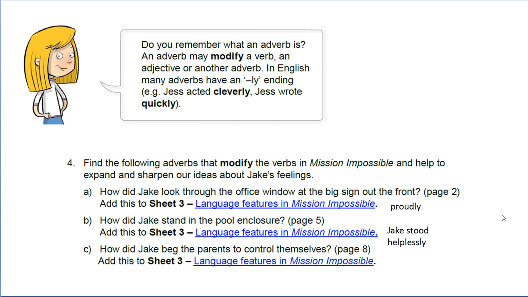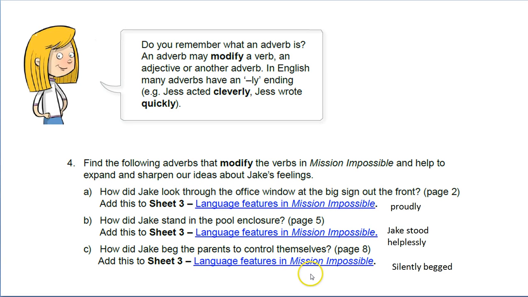How did Jake beg the parents to control themselves? Now we just talked about this one. Do you remember what we said? He silently begged them. It's almost like he was using some kind of mental power. He silently begged. He was probably using facial expressions and body movements, the parents to control themselves.